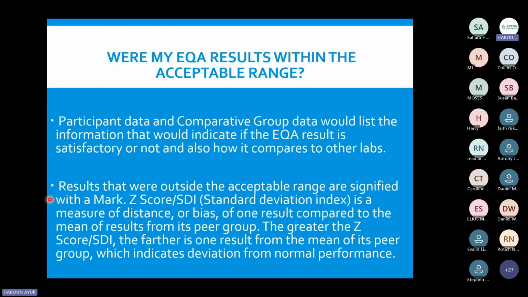You will also truncate it to method, then reagent, if these particular groupings are there, and then general if nothing in the peer groups exists. We'll see why it's important to have those peer groupings, and we'll go back to something called configuration when you are setting up your EQA. Participant data and comparative group data will list the information that indicates whether the EQA result is satisfactory or not, and also how it compares to other labs. How you compare with other labs will also be indicative of your peer grouping. That's it.